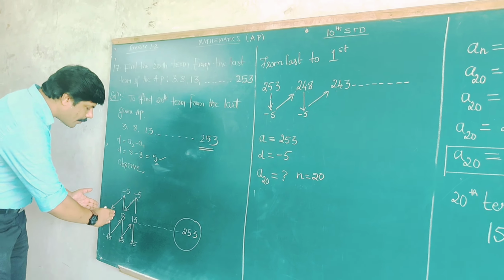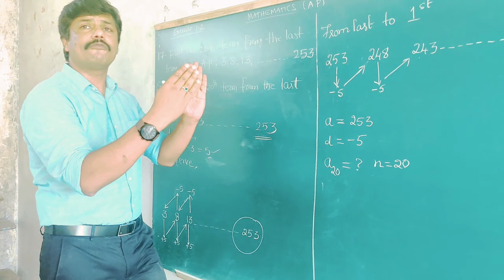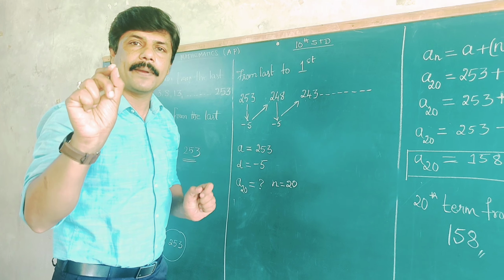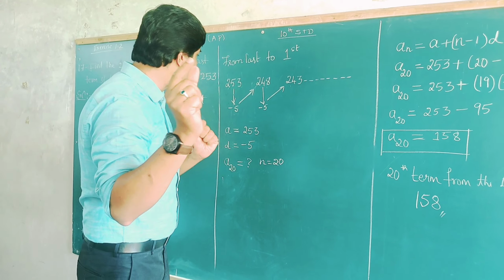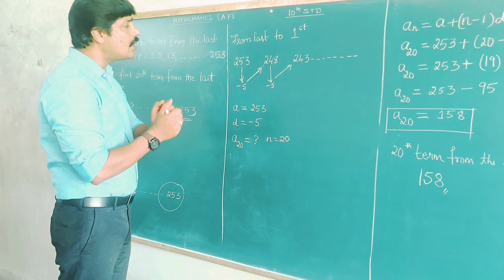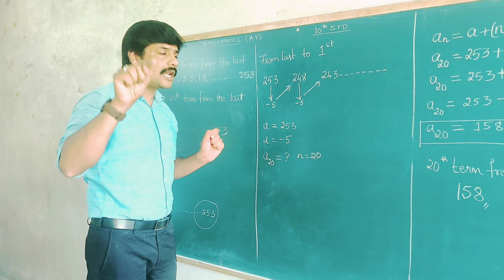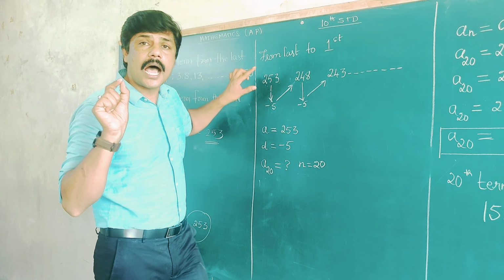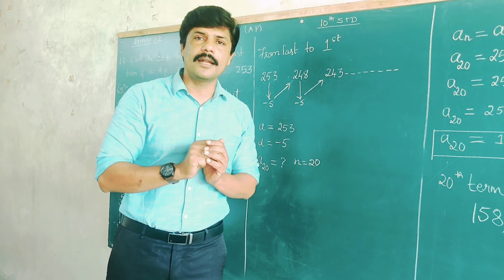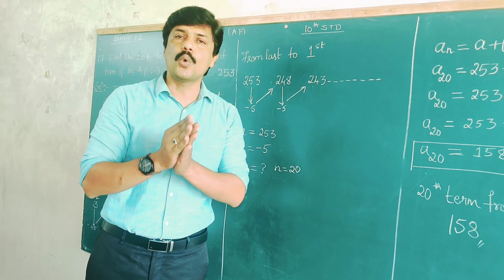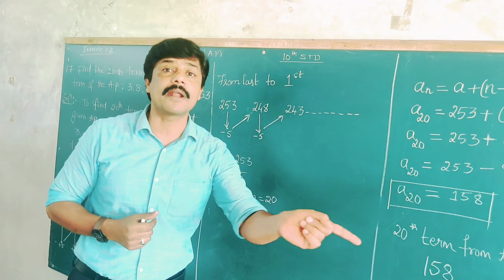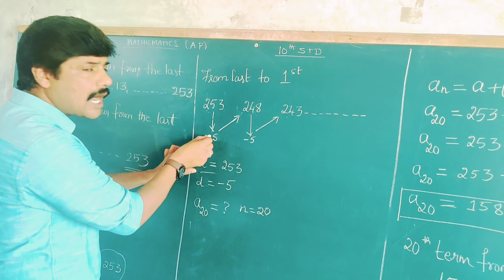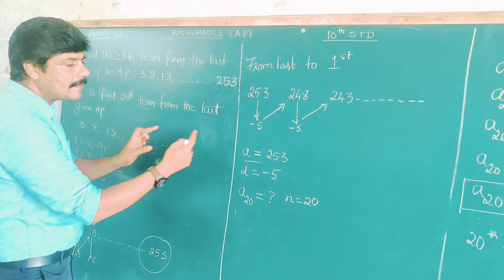Here by adding the common difference you are getting the AP. Here from the last, by subtracting the common difference, you are getting the AP. Did you understand? Got my point? It's very easy. Since you need to find the 20th term from the last term, 253 becomes the first term. Why does the last term become the first term? Because you are finding the 20th term from the last. Therefore, the last term becomes the first term, and the common difference plus 5 becomes minus 5.